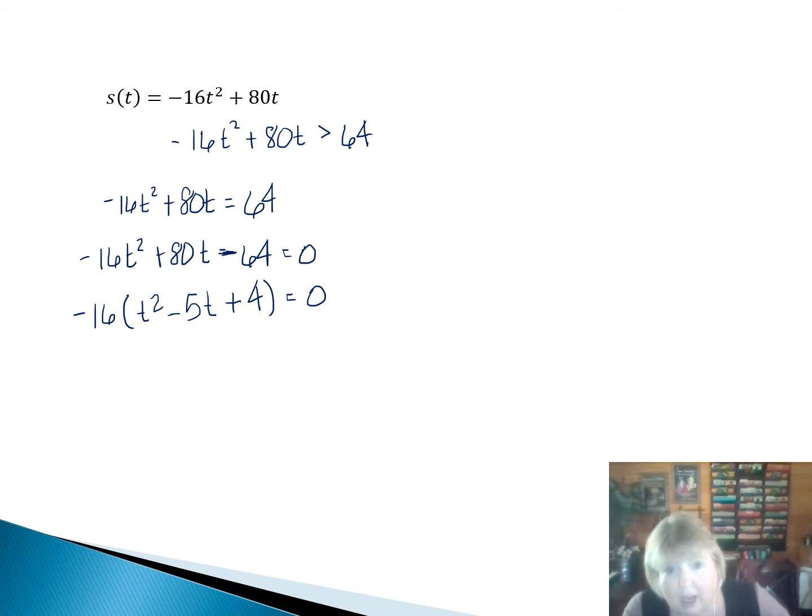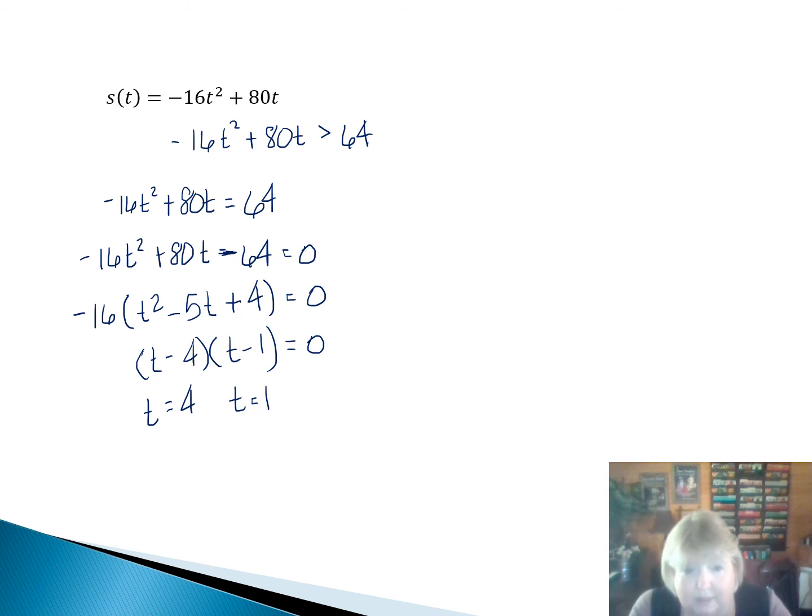So I've got two factors multiplied together to give me 0. I can promise you the negative 16 is not the 0. So technically, you could say I'm dividing both sides by negative 16 rather than just ignoring it. Then I'm going to factor: t minus 4 and t minus 1 will give me t squared minus 5t plus 4. So now I've got two numbers multiplied together to give me 0, so one of those two numbers has got to be 0. Either t is 4, making the first parenthesis 0, or t is 1, making the second parenthesis 0.